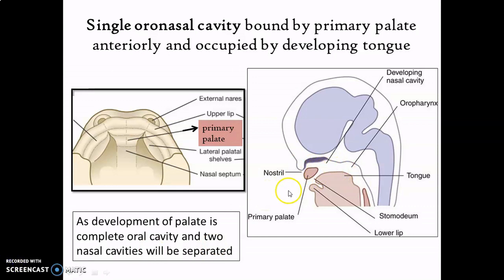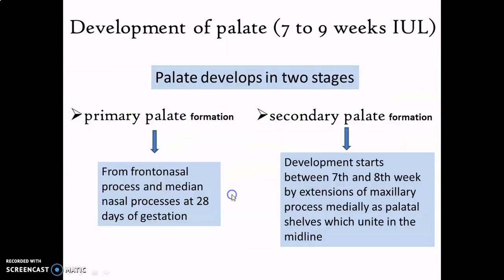So the two nasal cavities and the oral cavity will be separated from each other only when the development of palate is complete. So let's see how this development of palate gets completed. As I said already, the primary palate, the first stage, forms by the fusion of frontonasal process and median nasal processes at the 28th day of gestation. And now the second stage, known as secondary palate formation, begins between the 7th to 8th week of gestation by extensions of maxillary process medially as palatal shelves.